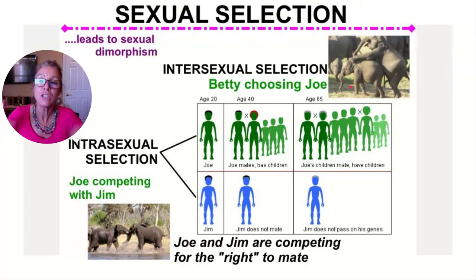Intersexual selection is when Betty's doing the choosing, right? And so she is choosing amongst the males and she chooses, in this case, she chose Joe. And so Joe and the traits that Joe has are going to be passed on into his offspring. So on intersexual selection, female choice, I talked to you about that, which can lead to male competition. So the males are competing with each other because the female's choosing. And then that competition of the males, intrasexual, male competition, which leads to dominance hierarchies and territoriality.